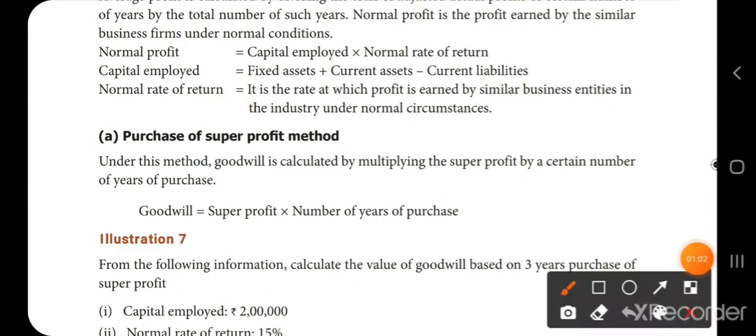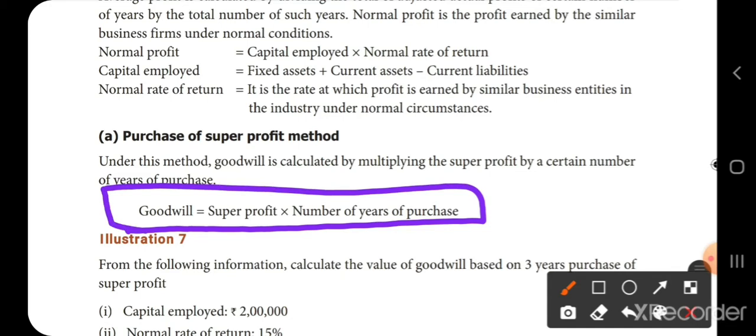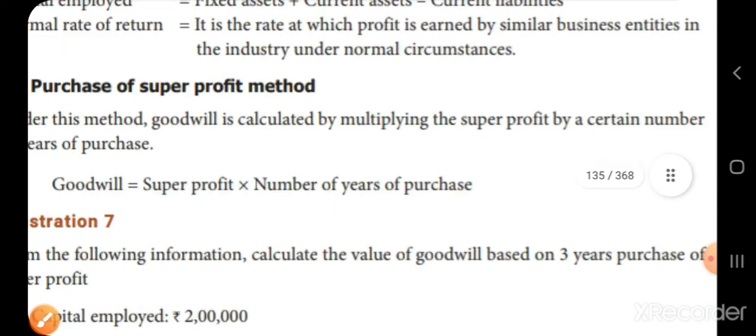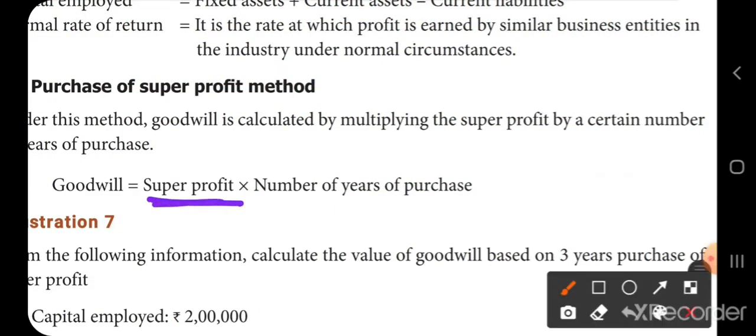Now, in this method, the formula for calculating goodwill is super profit into number of years of purchase. It's very simple to remember the formula. Goodwill under average profit is average profit into number of years of purchase. Under the weighted average profit method, the goodwill is equal to weighted average profit into number of years of purchase. Under the super profit method, goodwill is equal to super profit into number of years of purchase. That's all. Now, super profits will not be given in the problem. We have to calculate it.